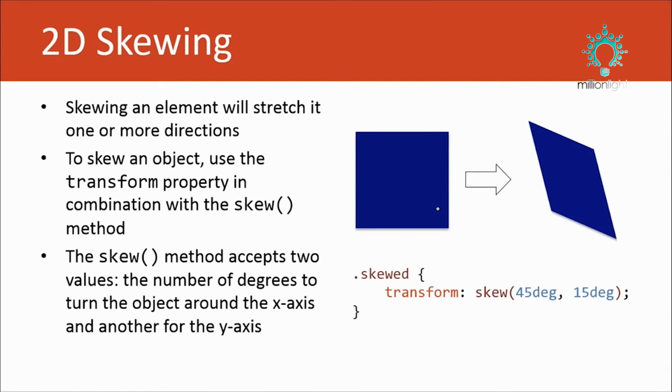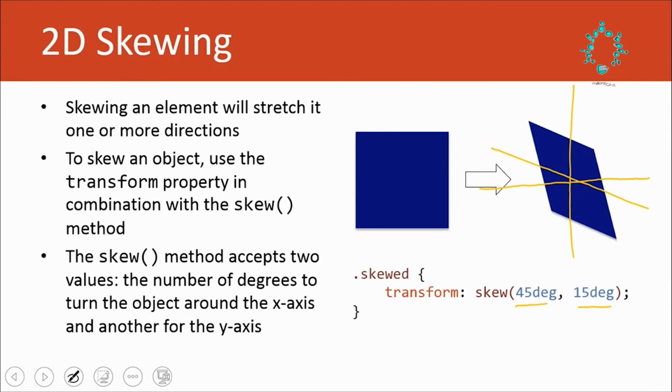2D skewing. You can skew a shape or an element by using the skew method. It's going to accept two different values. There's a number of degrees to turn the object around the x-axis, and then the number of degrees to turn it around the y-axis. And so what happens is we will have already turned this shape around, and I'm not doing a very good job of drawing there. We turn it around the y-axis and then back around the x-axis. Definitely go ahead and do a quick Bing search for this. I think that you can probably find some better animations than what I'm providing you with right now. So don't be afraid to do that, okay?